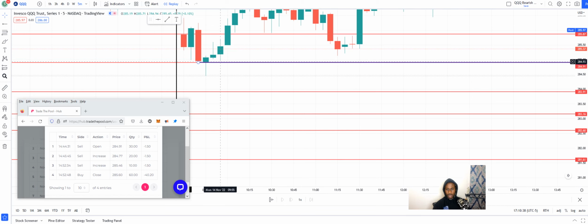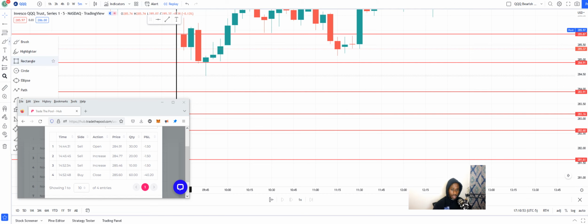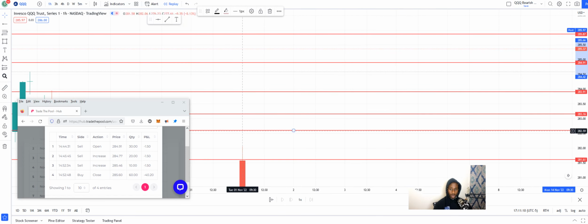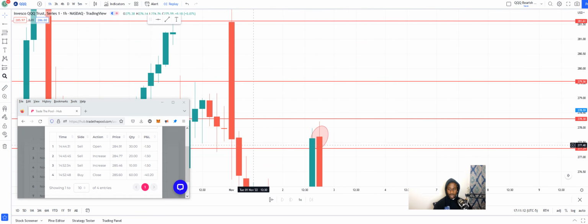Maybe I'm looking at too small a time frame, right? So let me see if I can mark out what was happening here and see how that looked on the 1 hour. So how someone would do that is basically they would put something that can reflect on a larger time frame. So I block out these candles so you can see them, and then when we go to the 1 hour, we can see exactly what that looks like.